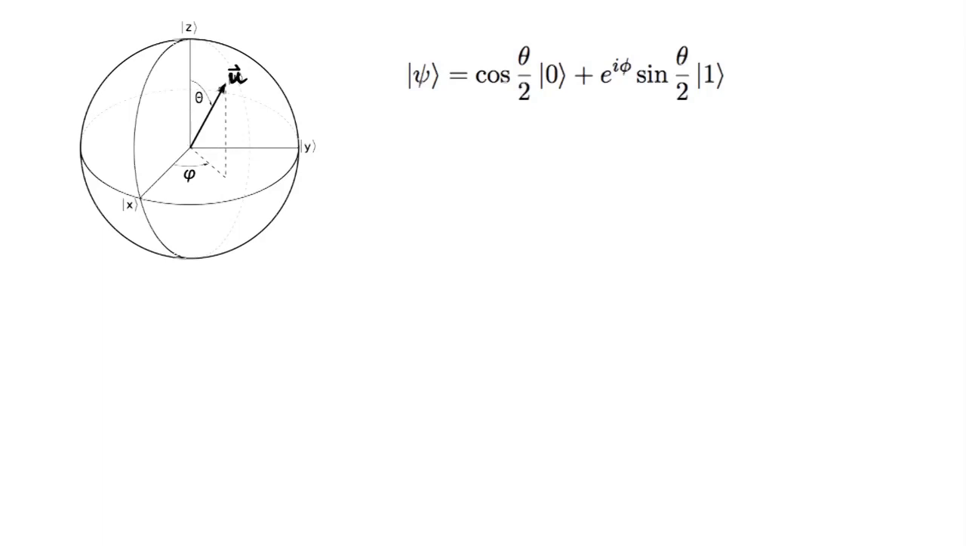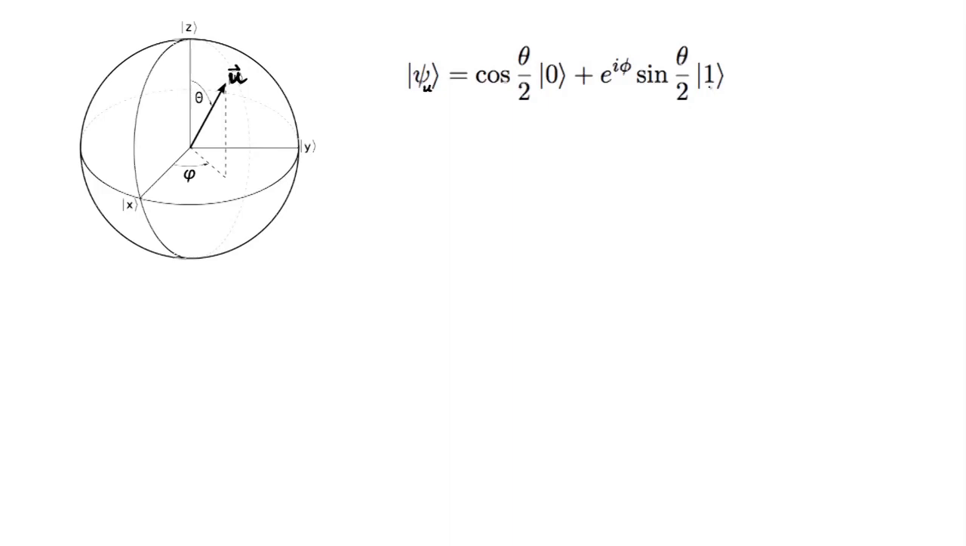So u is pointing in some direction in three-dimensional real space, and it's specified by angles theta and phi, and it corresponds to a quantum state psi sub u, which is cosine theta over 2 |0> plus e to the i phi sine theta over 2 |1>. That's what the Bloch sphere tells us.